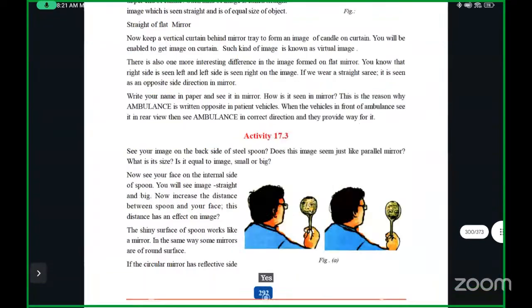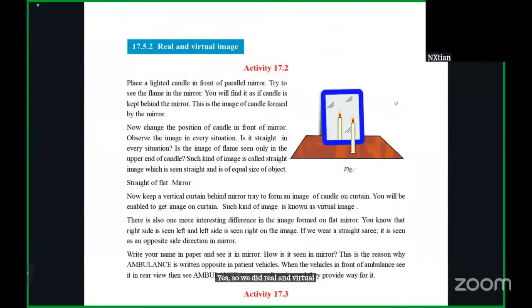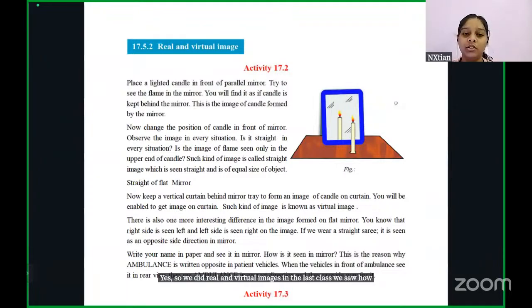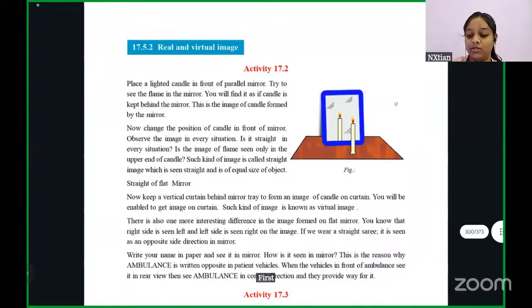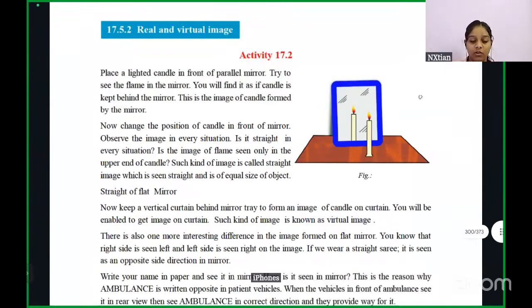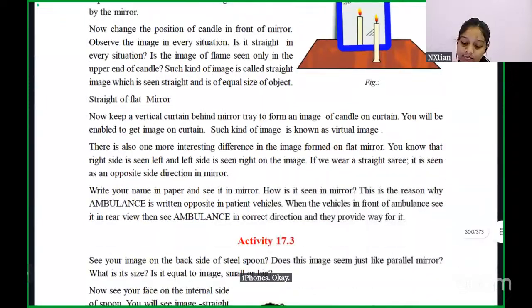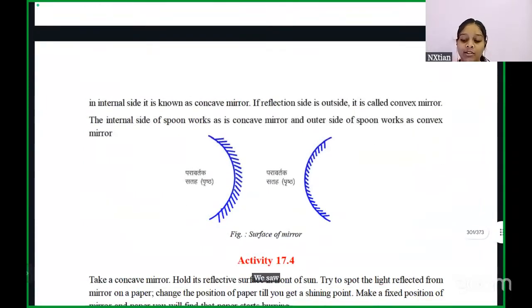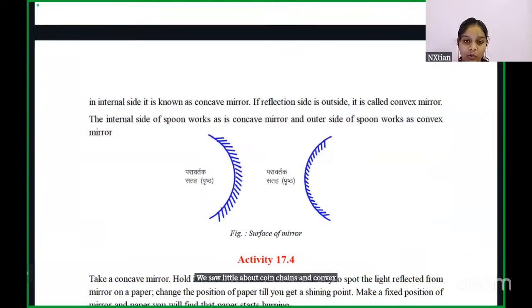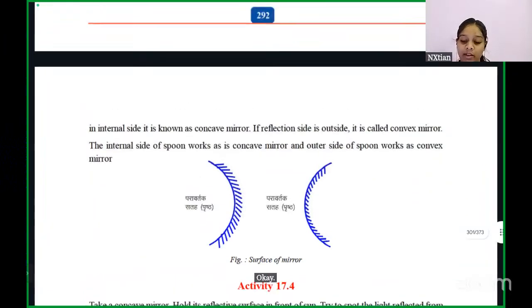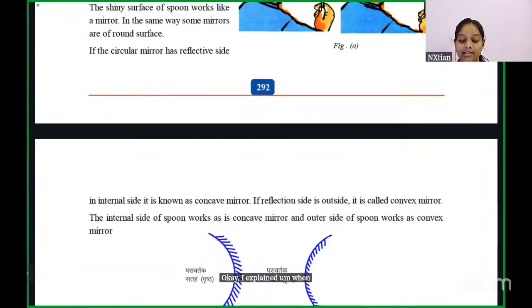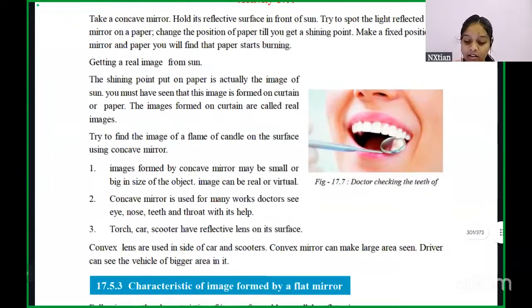Yes, so we did real and virtual images in the last class. We saw how their formation takes place, how the real and virtual images are formed. Then we saw a little about concave and convex mirrors. I explained that when the mirror has its reflective side on the inside, it's known as a concave mirror. But if the reflective side is on the outside, it's known as a convex mirror. This we tried out, right?